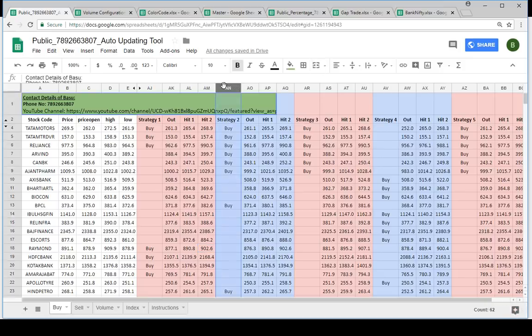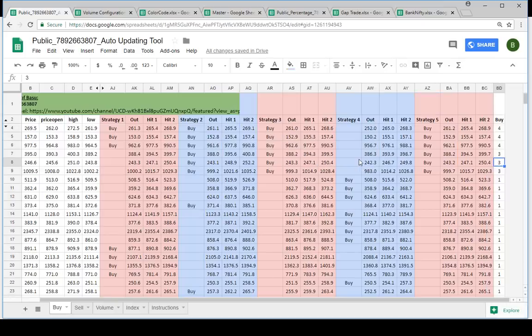So 2, 3, 4, 5 are all different strategies, and you have to follow the same readings for all five strategies. I'm not explaining all the strategies here. You can just go through the sheet, and you will come to know what exactly it is after using it for quite a time.